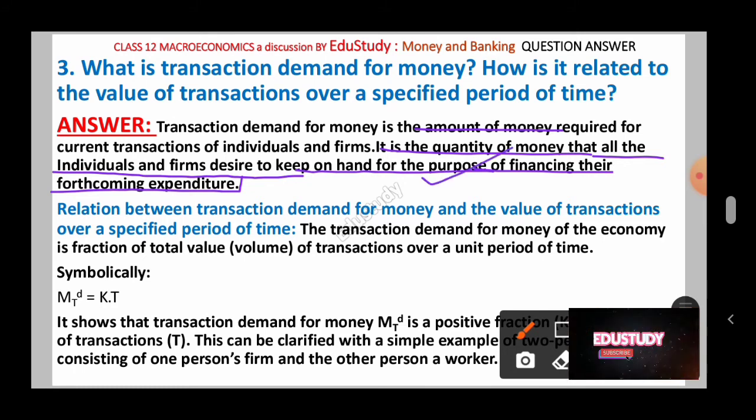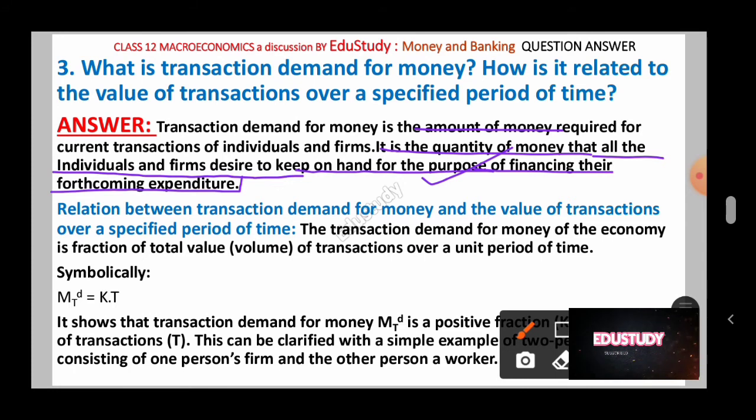For the purpose of financing their forthcoming expenditure, that means their future expenditure, people want to hold money in their hands. That amount of money which they want to hold in their hand is the transaction demand for money. That means you are saving money in cash in your money box, keeping that money for future transactions. The demand for money means demand for the cash amount of money for your future or present transaction purposes.